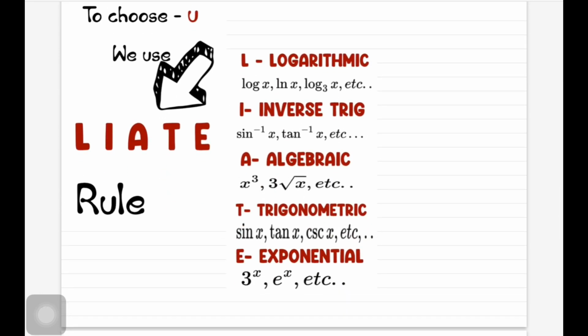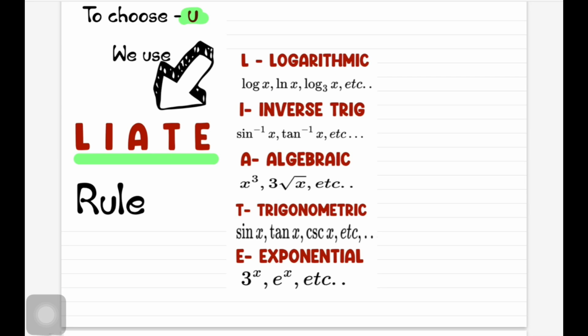Whenever we have to choose u, we have to use the LIATE rule. This is important. Some people use the ILATE rule too. Both are correct, whatever you use, because you will get the same answer.